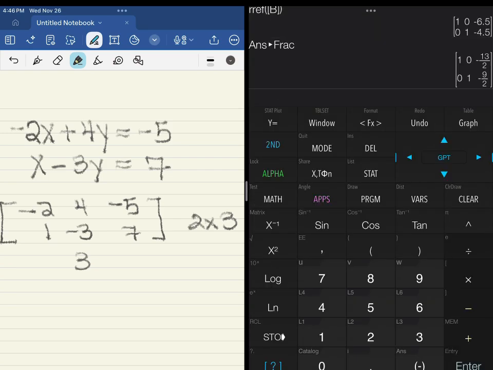And I'm going to change this to a fraction just because I like the fraction better than the decimal, but either one will work. So my solution here would be -13/2 is your x, and then the negative 9 over 2 will be your y. And that's the ordered pair. Like if you drew these two lines, this is the place where they would meet.